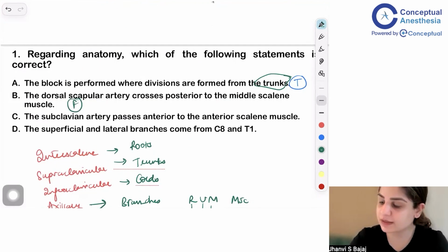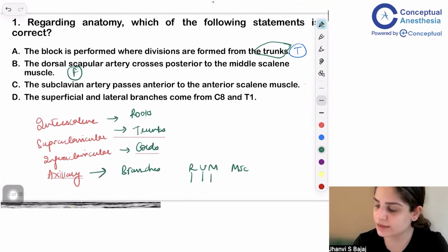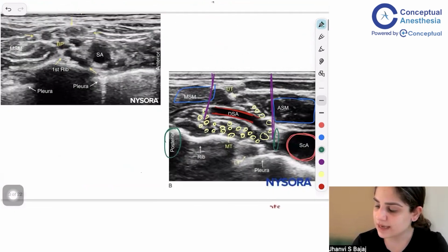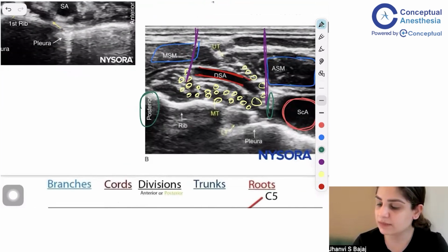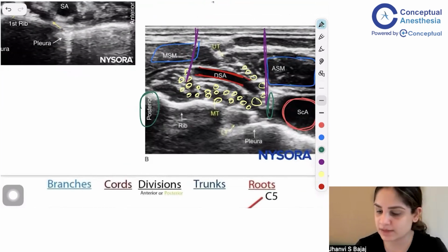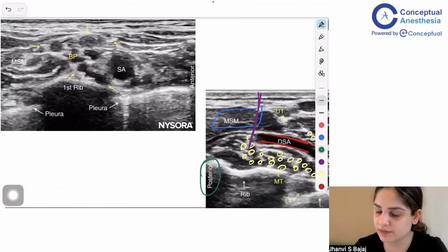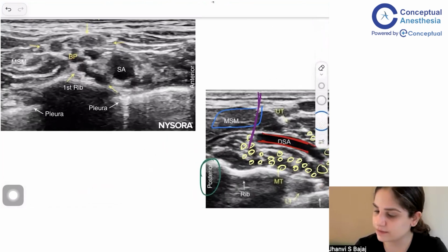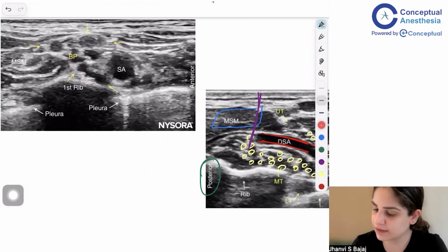The subclavian artery passes anterior to the anterior scalene muscle. Again, this is a false statement over here. You can see that the subclavian artery is actually almost in between the anterior and middle scalene muscles. For this, I'll show you a better picture over here. This is your subclavian artery.